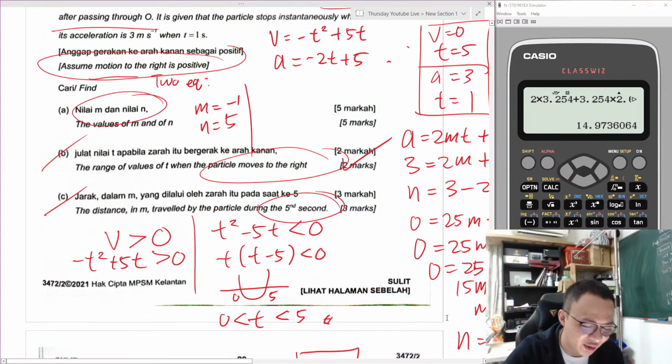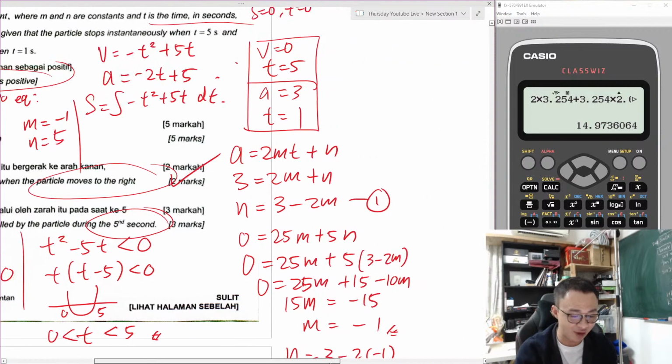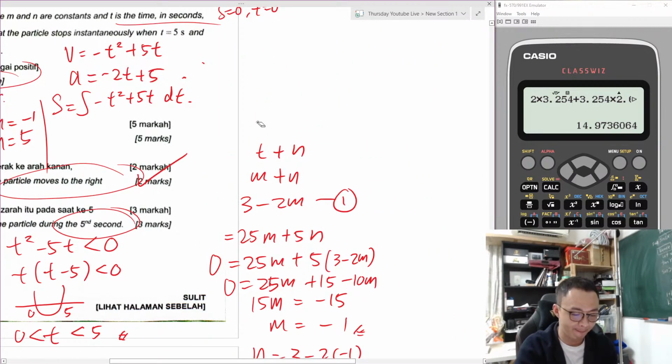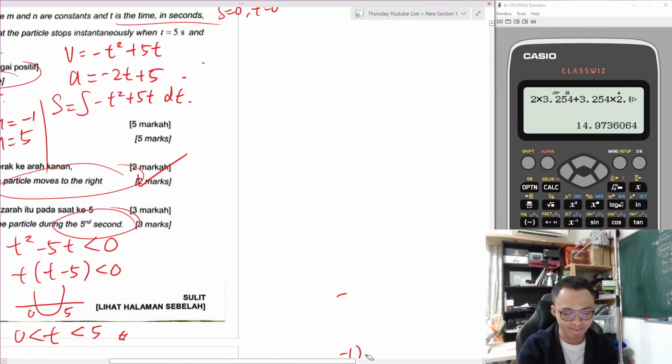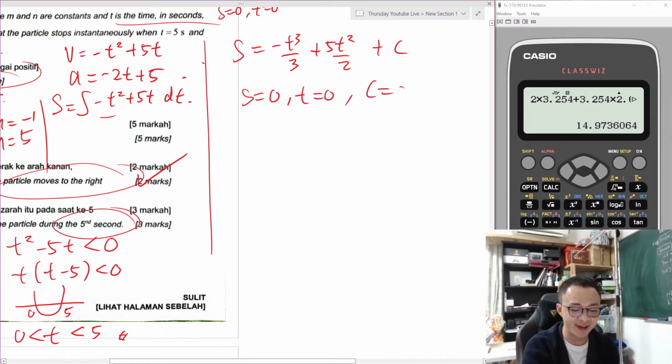Alright, so come back to here. I need to find the S. In order to find the S, we need to integrate the v. So I will integrate negative t squared plus 5t dt. Okay, so let's do it. S equals, integrating negative t squared, negative t cubed over 3 plus 5t squared over 2 plus c. Since s equals 0 when t equals 0, you sub both 0 and you will get c equals 0. Then I get my equation here.